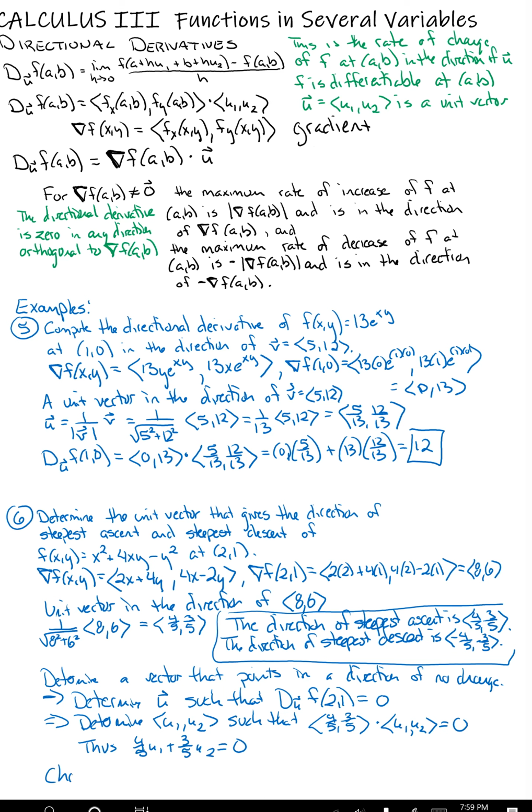So we could choose anything that would work. So we could choose 5/4 and -5/3, because if we put that in there for u1 and u2, we get 0. Or you could choose, there's all kinds of options, -3/5 and 4/3. That would also work. Number of things you could choose, but that's the idea. So if you're looking for no change, remember that means the directional derivative is equal to 0. Well, there you go. Enjoy.